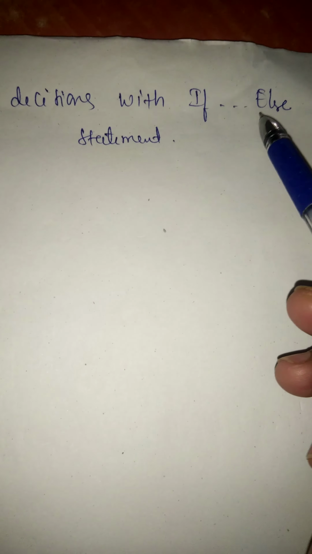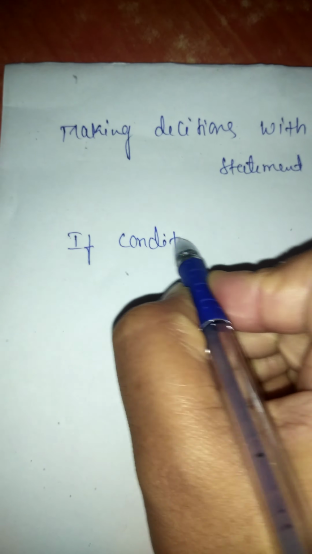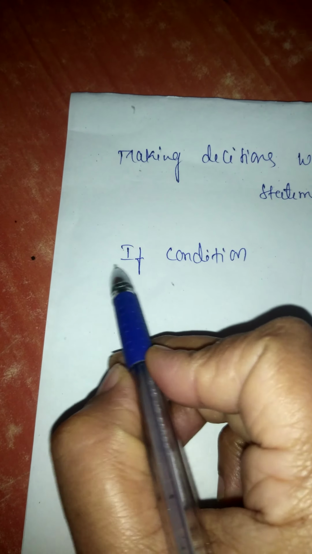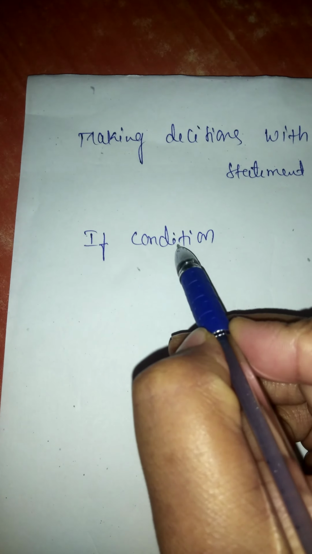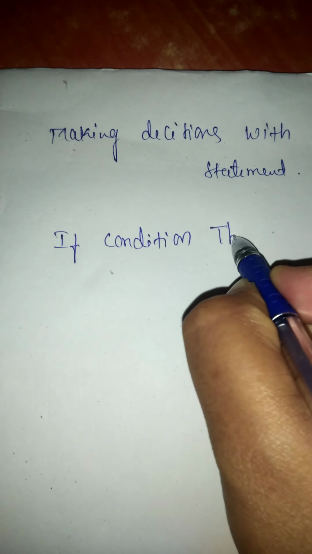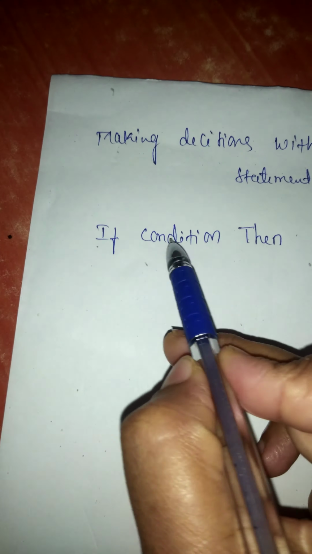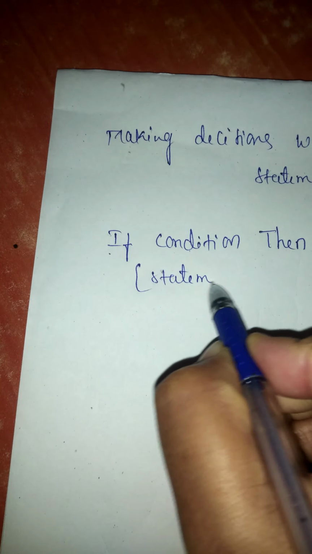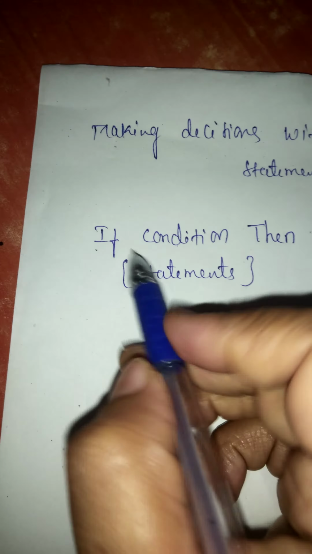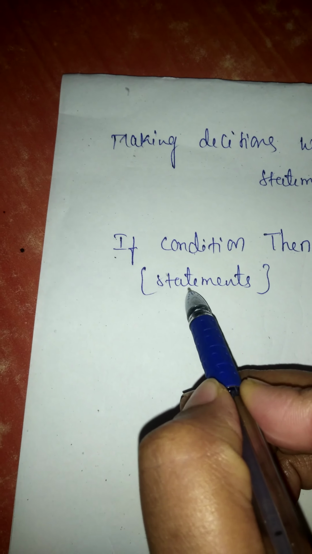While writing if and else, the first letter I should be capital, and E should be capital. The general form of the if-else statement in VB.NET is: first you have to write the keyword if, and next you have to write a condition. Then you have to write another keyword, then. If condition then the following statements for this condition. Next you write the statements, meaning if this condition is true, the statements will execute.